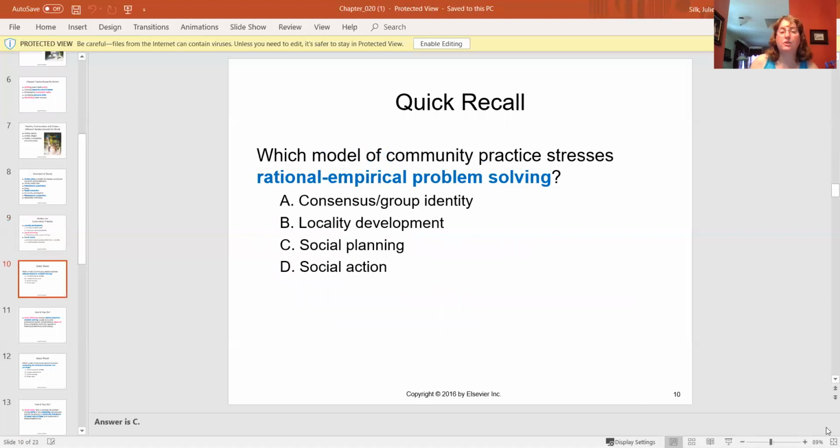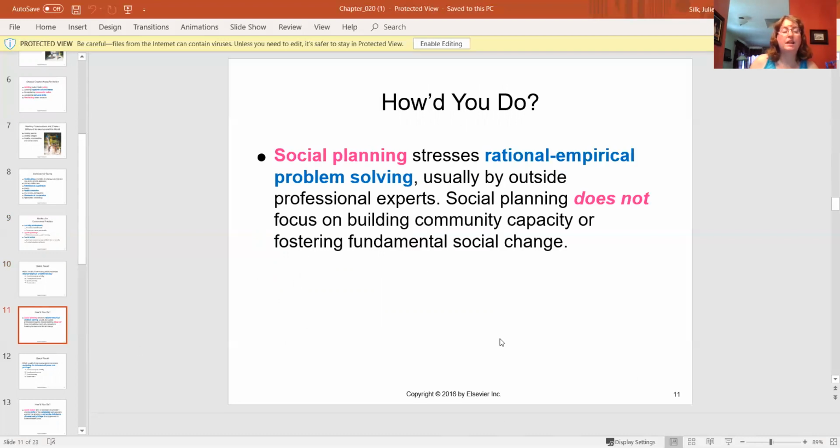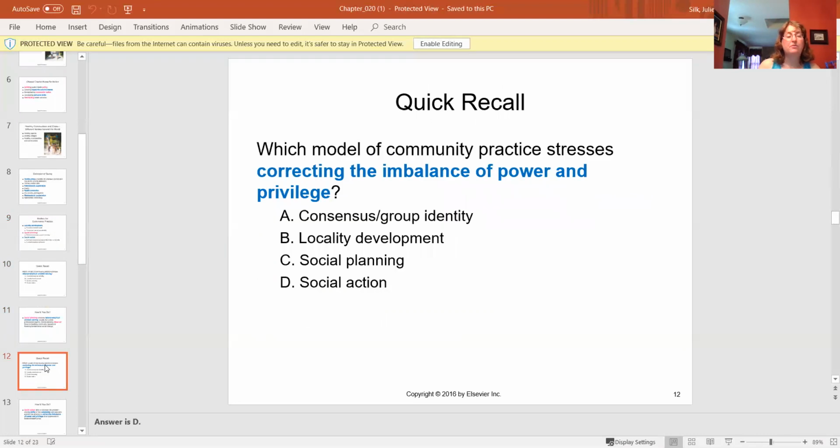All right, so here's a question for you. Which model of community practice stresses rational empirical problem solving? So your answer is going to be C, social planning. And again, this is just reviewing. So remember, social planning stresses rational empirical problem solving, usually by outside professional experts. Social planning does not focus on building community capacity or fostering fundamental social change.